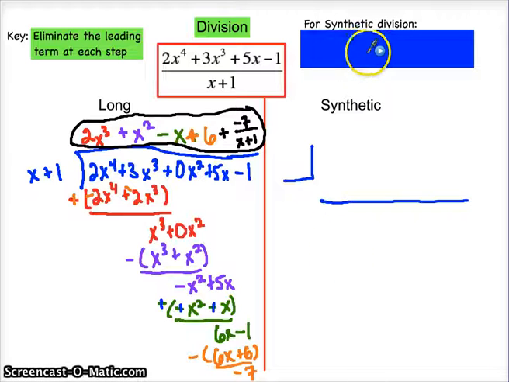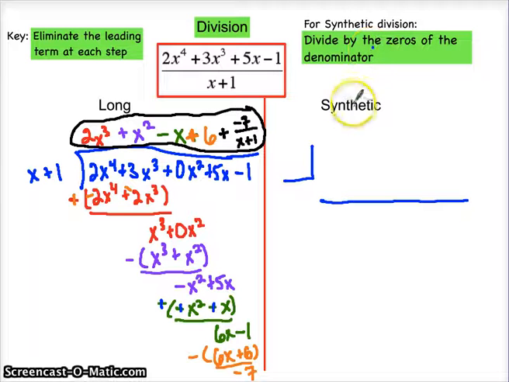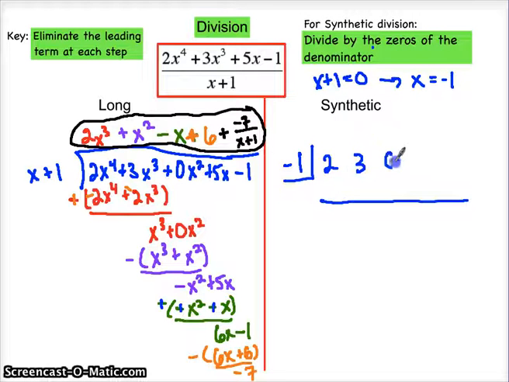First thing you want to know about synthetic division is you're not going to divide by x plus 1. We're going to divide by the zeros of the denominator. So whatever would make x plus 1 equal to 0, which essentially is x equals negative 1, that's what's going to go up in the box. Then we grab our other coefficients. So again, 2, 3, don't forget 0x squared, 5, and negative 1. And let's go ahead and do some synthetic division.